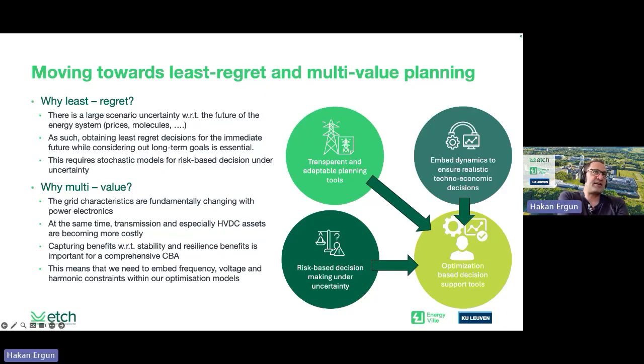So at the end of the day, when we are talking about DC grid investments, I think we also need to move towards least regret and multi-value planning. Why least regret? Because there's a large scenario uncertainty with respect to the future of the energy systems. This can be prices, this can be the role of molecules, this can be policy changes. As such, what one needs to do is to really obtain least regret decisions for the immediate future.